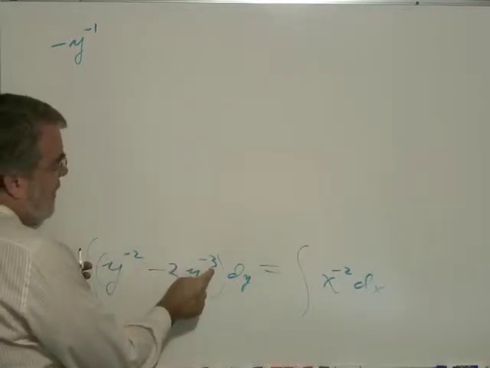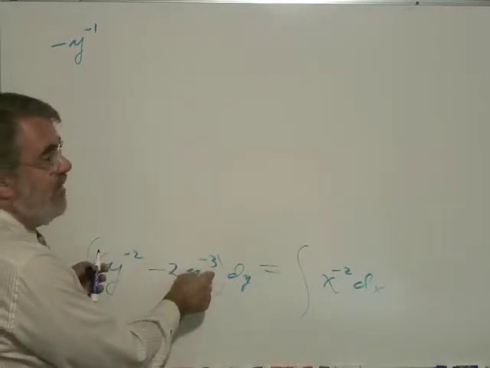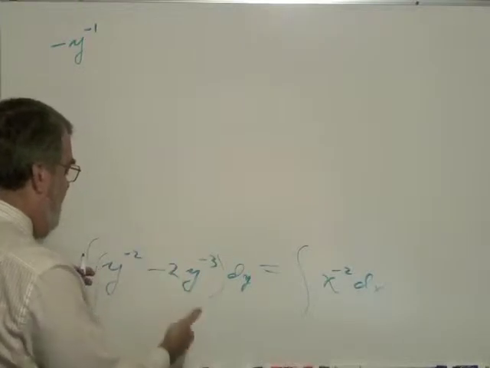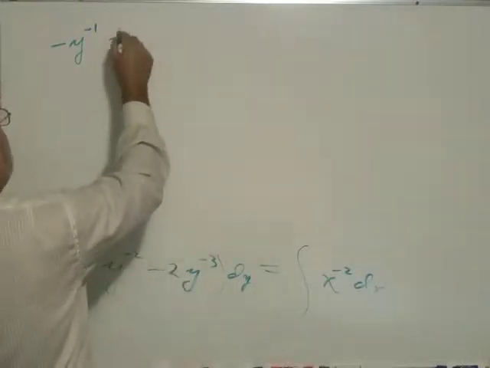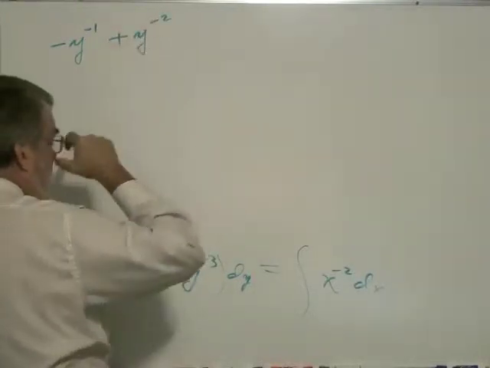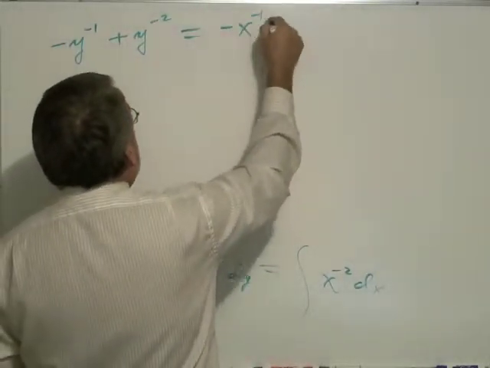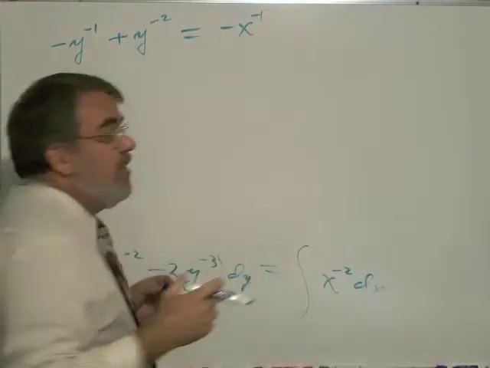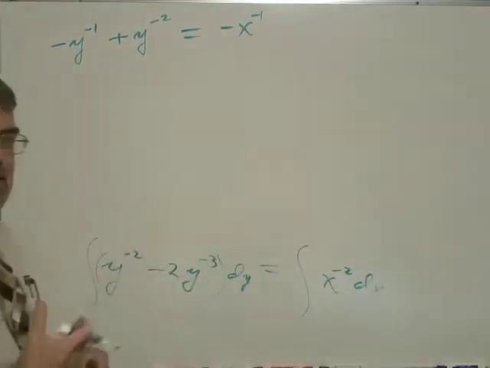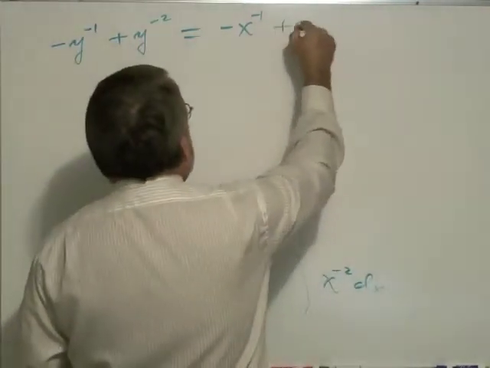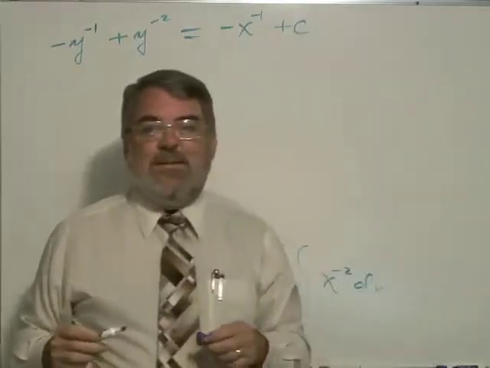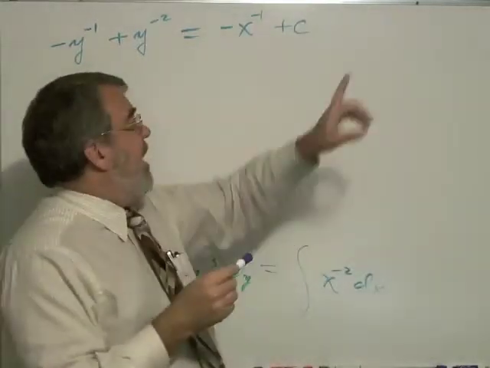Add 1 to this exponent, it's y to the minus 2, divide by minus 2, the minus 2's cancel, plus y to the minus 2. On the right side, we'll get minus x to the minus 1. And somewhere I've got to put the plus c, the plus constant. That's pretty important in these differential equations, these additive constants.